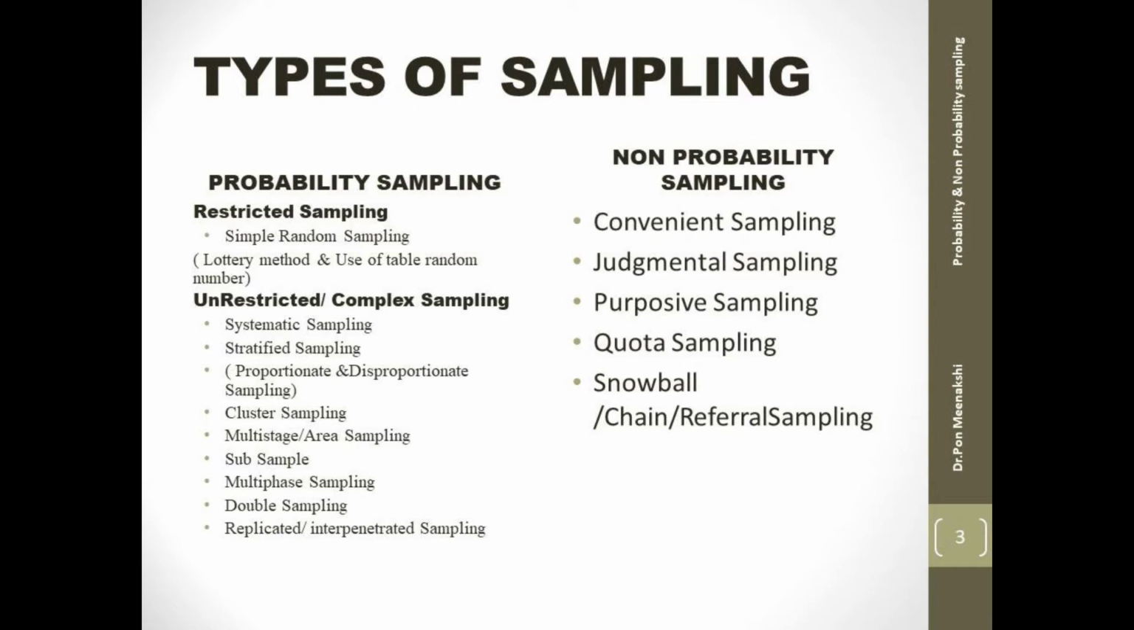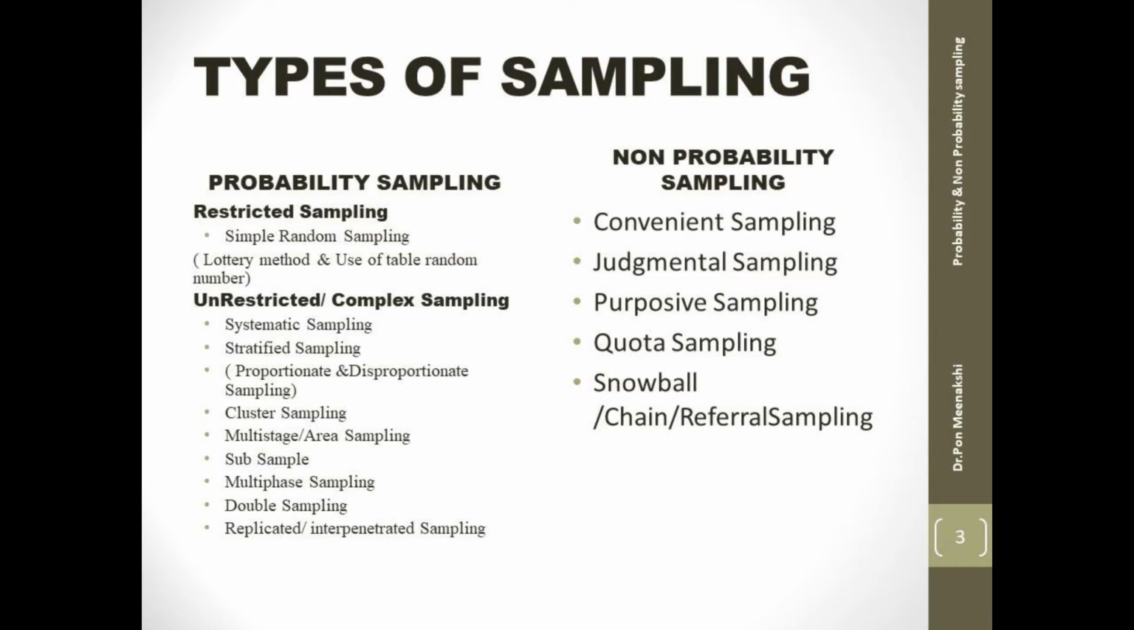The next one is the unrestricted or complex sampling method. It is done on some restricted basis. It has many types. Number one is systematic sampling. In a single line, I will explain it to you.